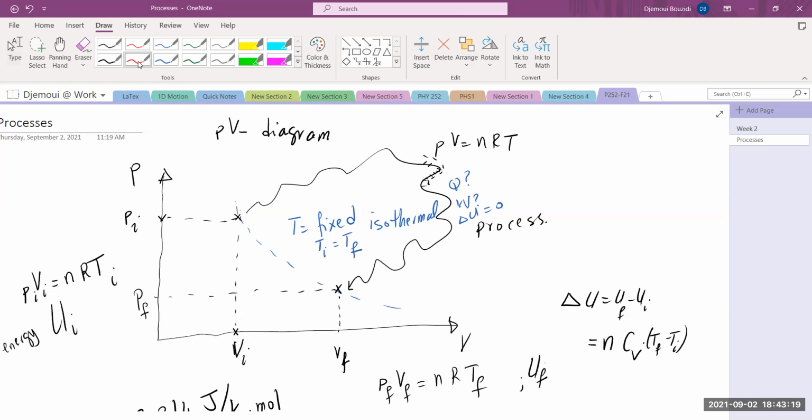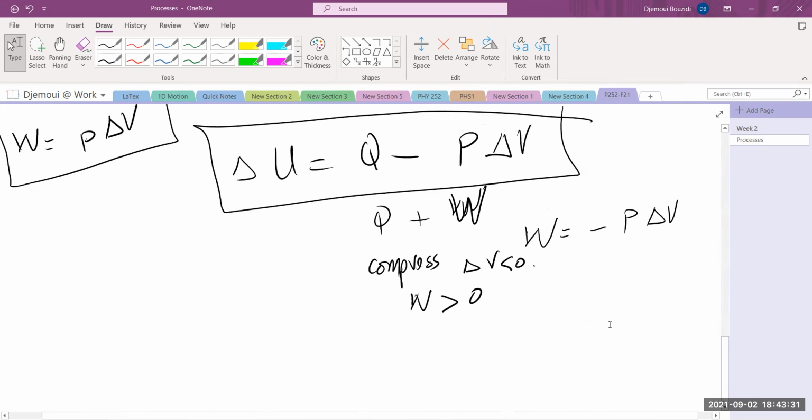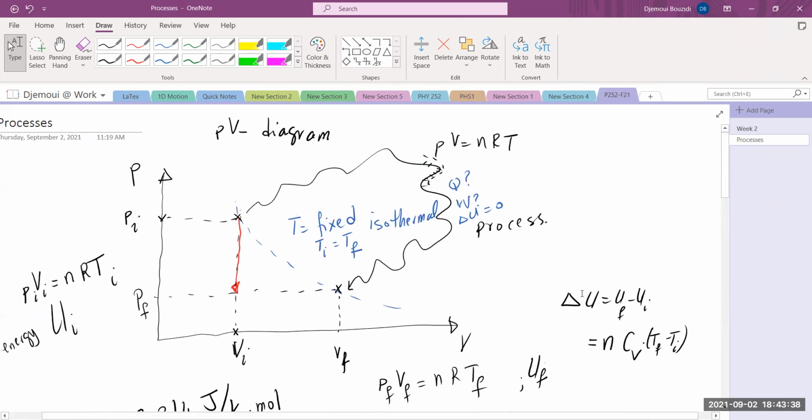Another process that we're going to think about is the process going from here to here. This is at constant volume. At constant volume, W is 0 because the volume is not changing. Delta V is 0, so W is 0. So again, this is an isochoric process. Delta V is equal to 0. That's what it means. V final and V initial are the same. Both of them are VI, by the way, in this picture.